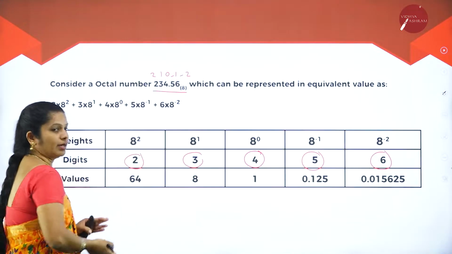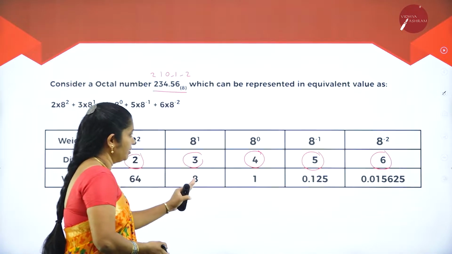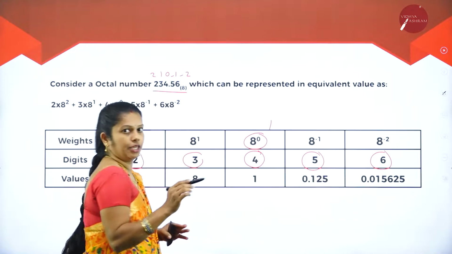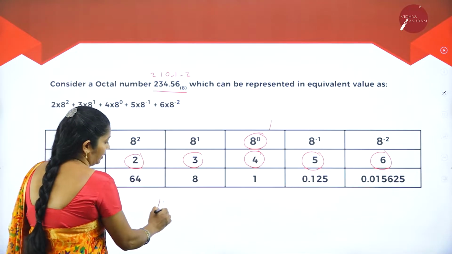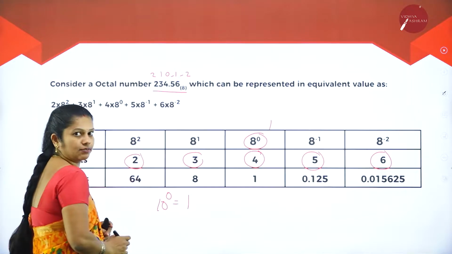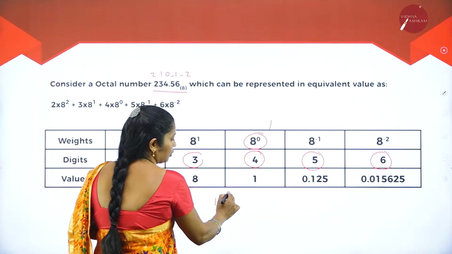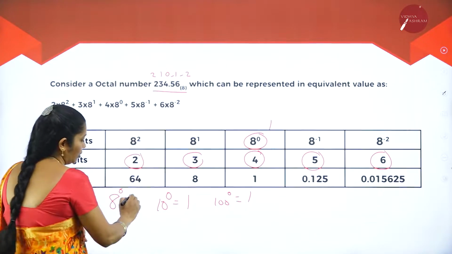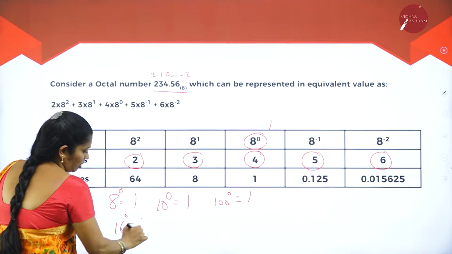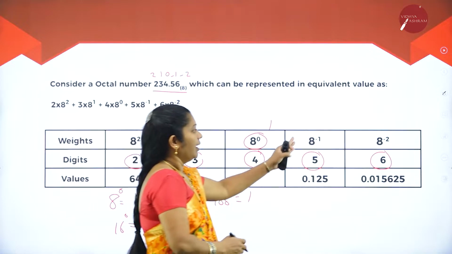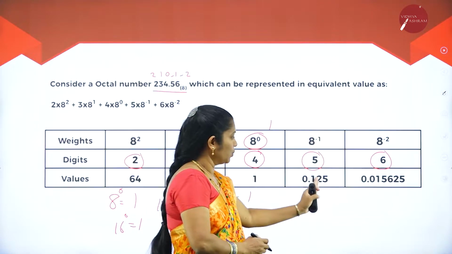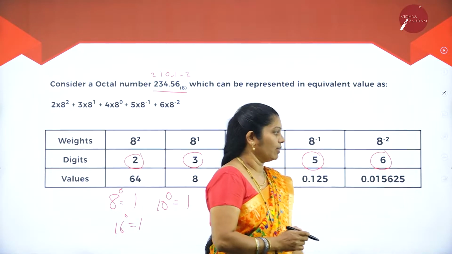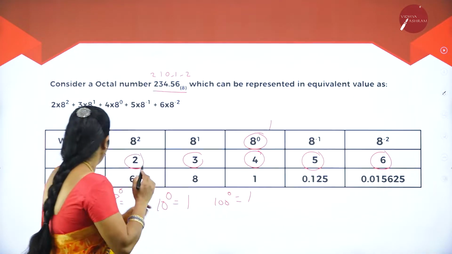Then 8 squared is 64. Then 8 to the power 1 is 8. 8 to the power of 0 is 1. Already I told you, if the power is 0 for any number, then the value is 1 only. If it is 100 to the power of 0, the value is 1. If 8 to the power of 0, the value is 1. If 16 to the power of 0, the value is also 1 only. Then 8 to the power of minus 1, and 8 to the power of minus 2, that is 0.015625 in this case.